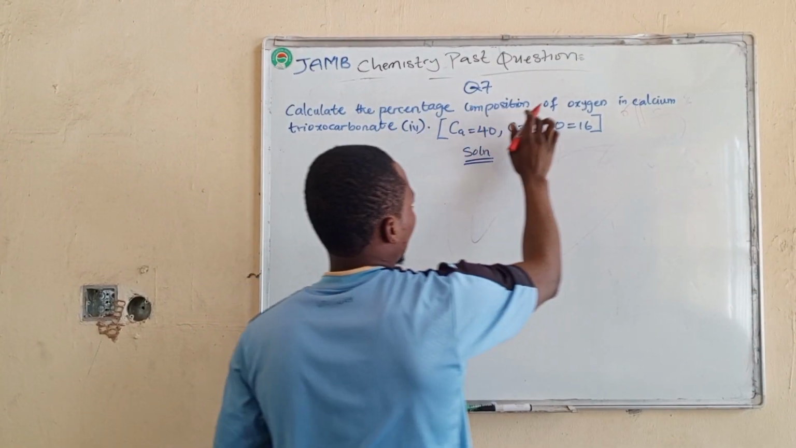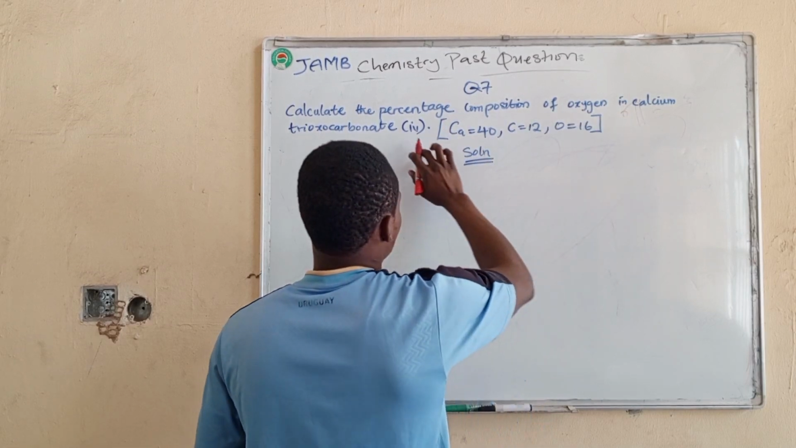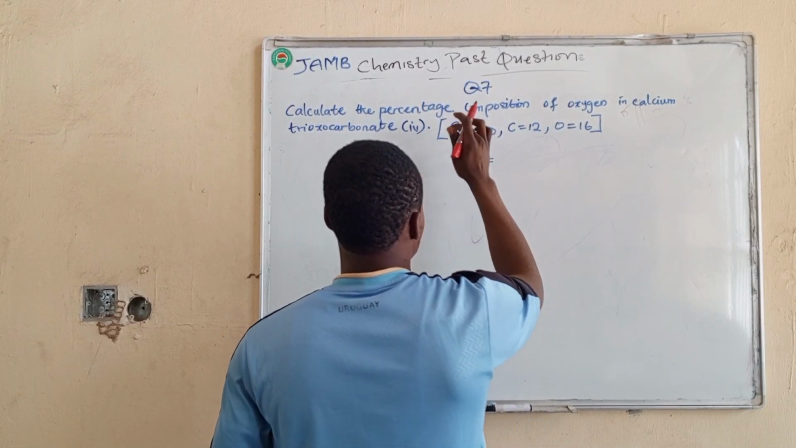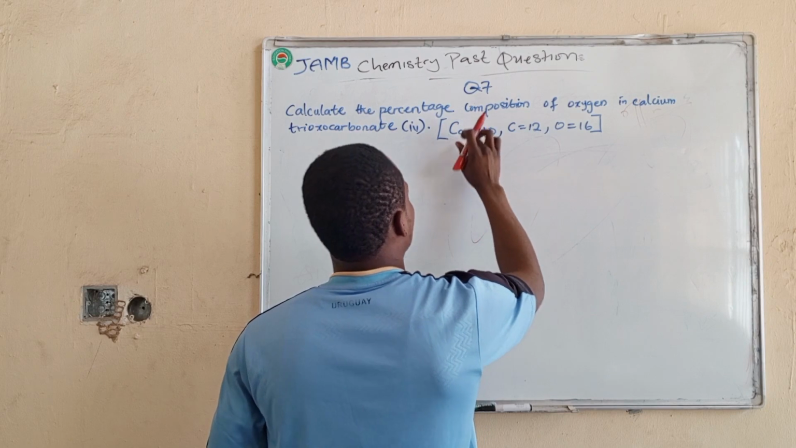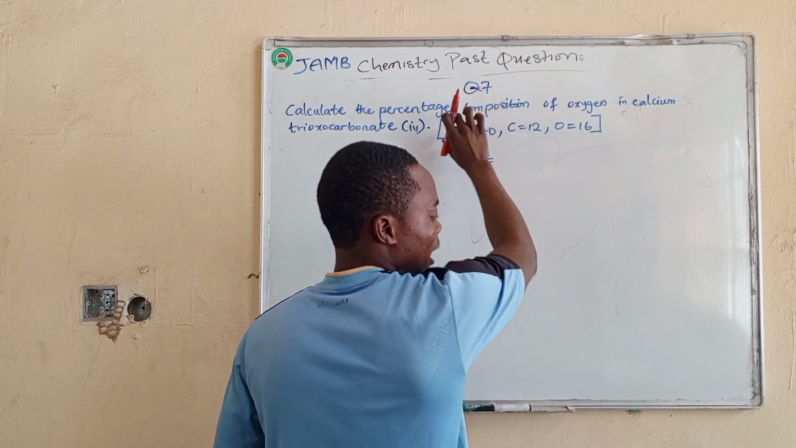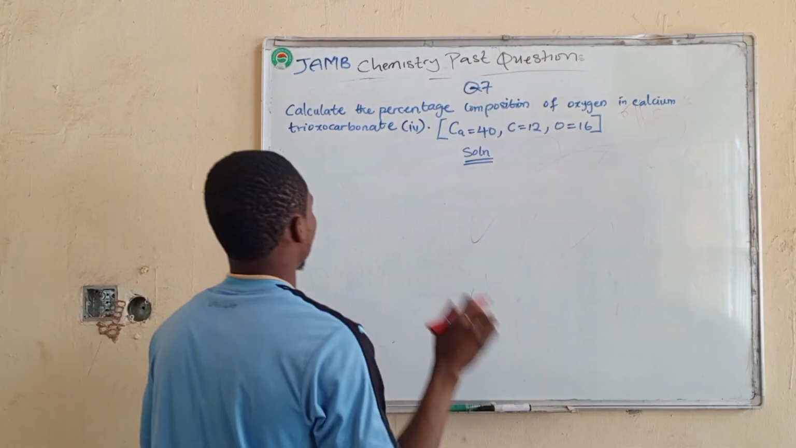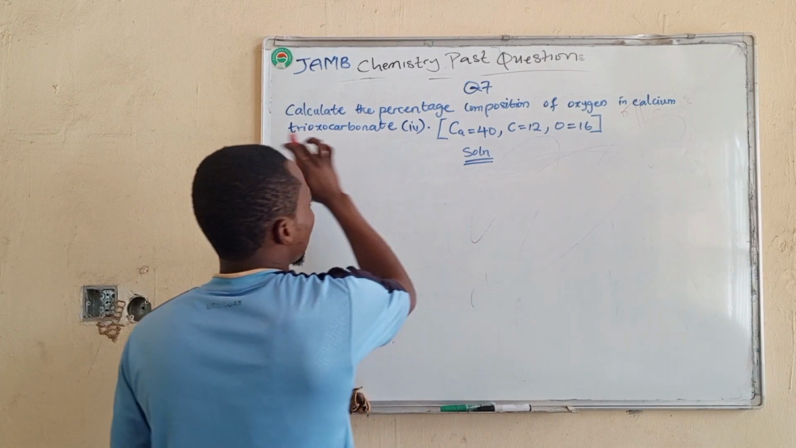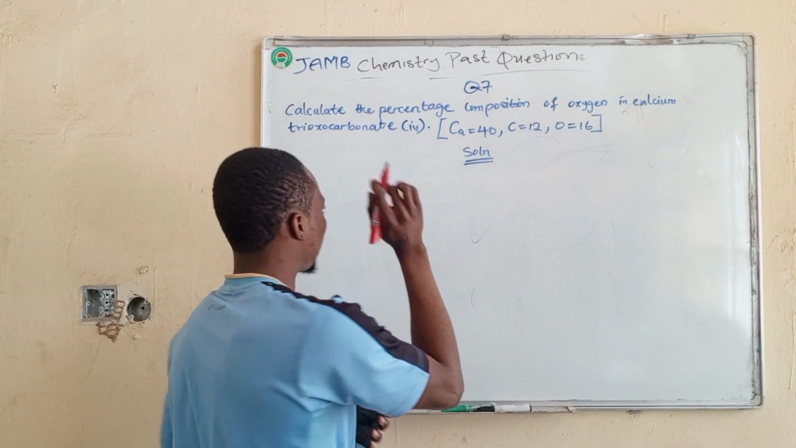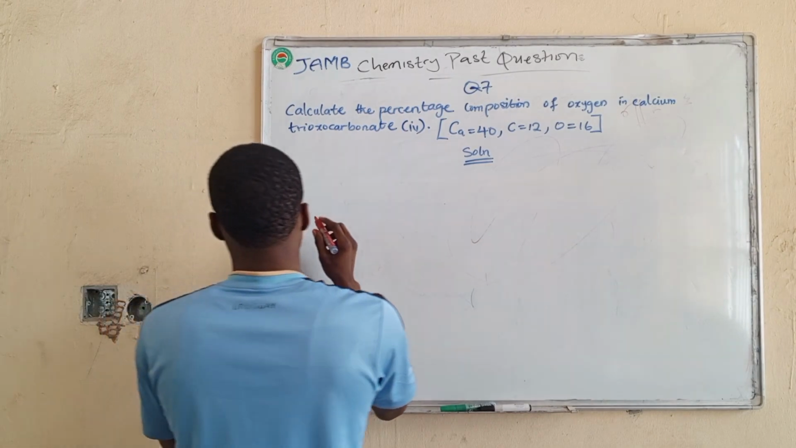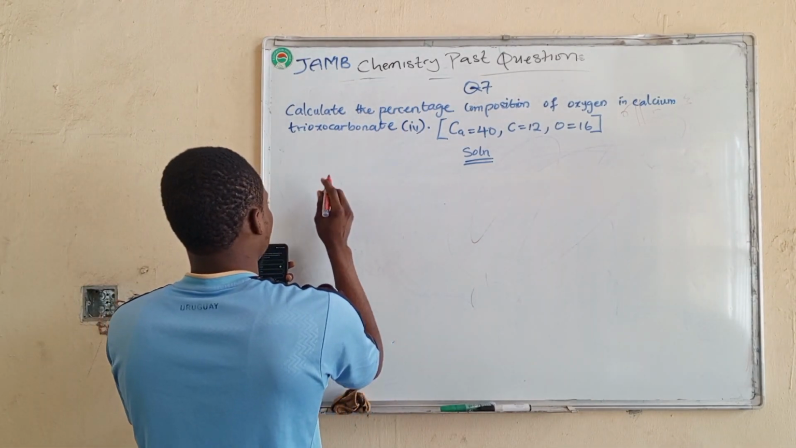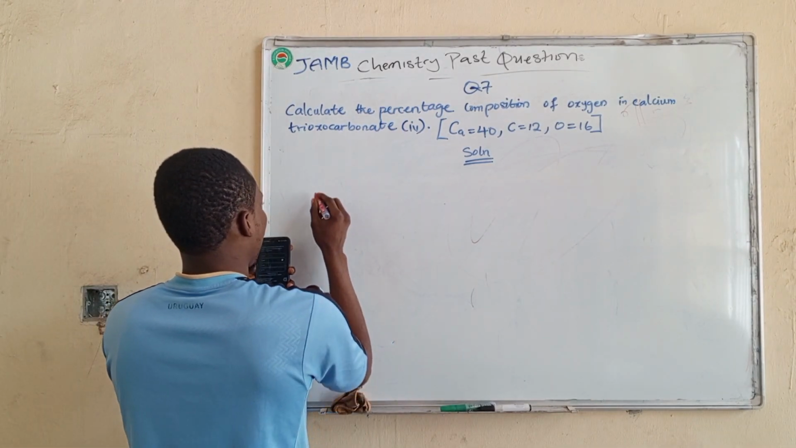Calculate the percentage composition of oxygen in calcium trioxocarbonate(IV). Here is the atomic number of each element. The first thing you need to do is write the molecular formula of calcium trioxocarbonate(IV). The molecular formula of calcium trioxocarbonate(IV) is CaCO3.